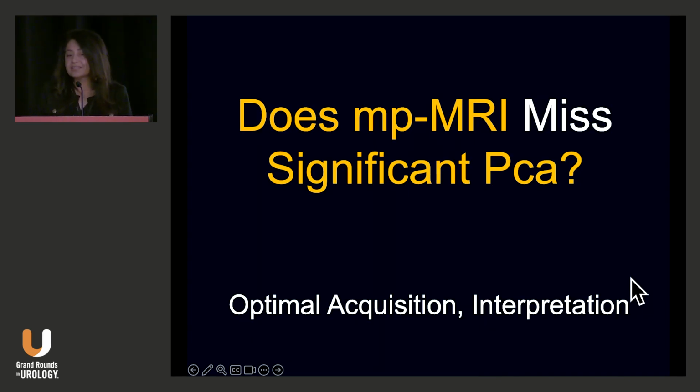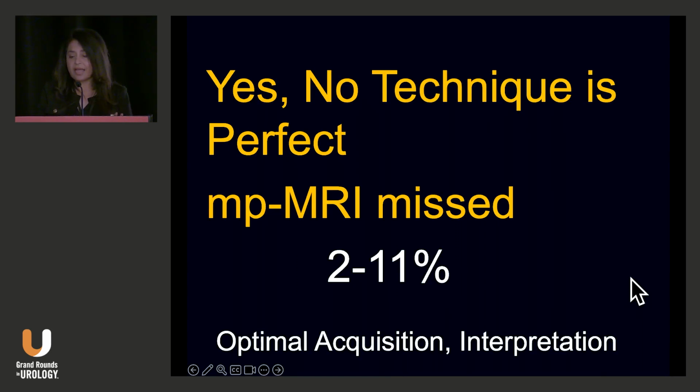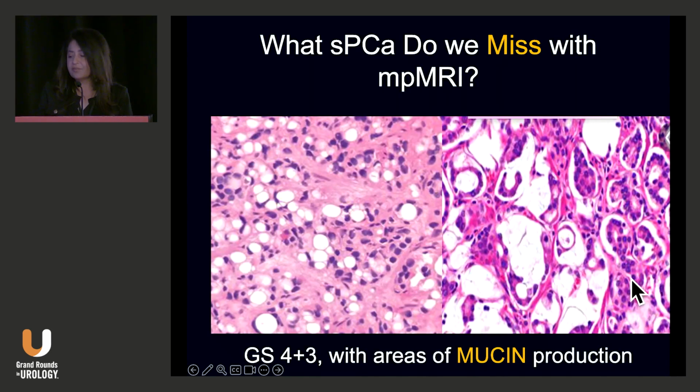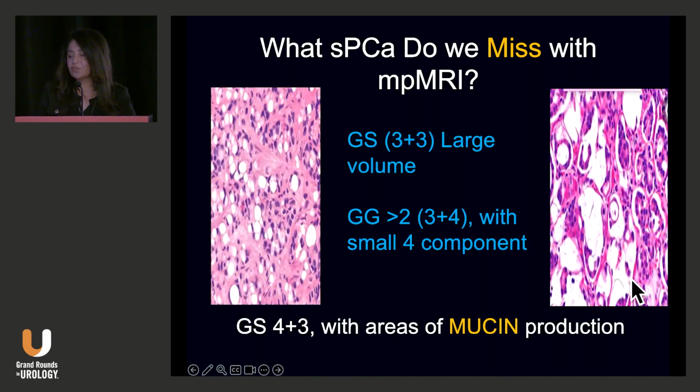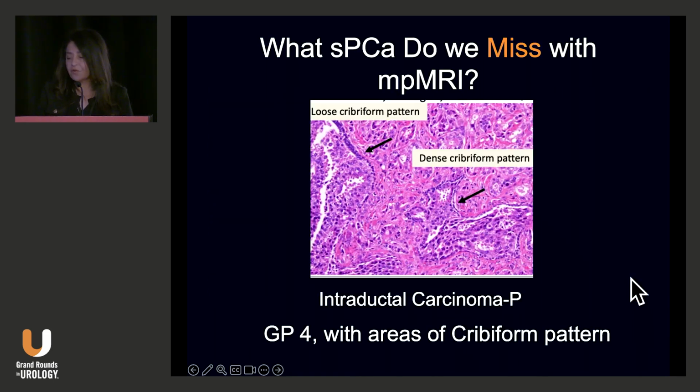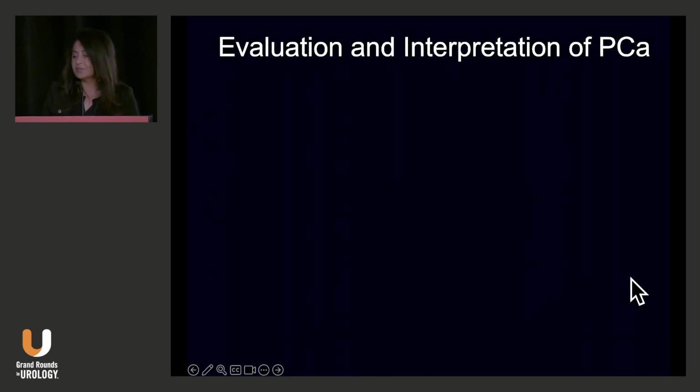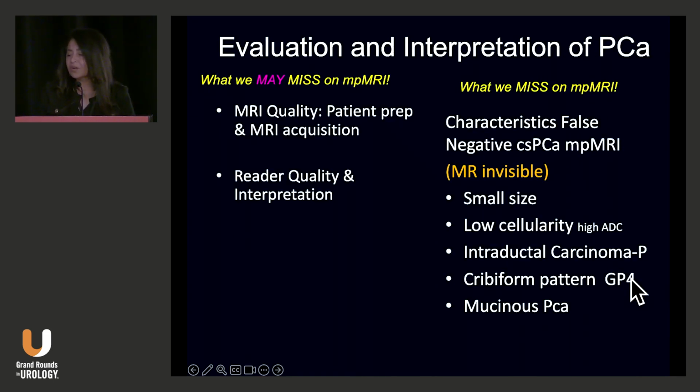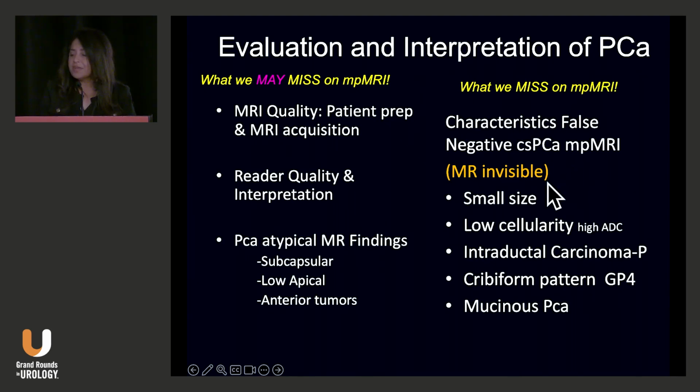But do we miss cancer? Yes. So even with all the acquisition optimal, you can miss up to 11%. And it's this mucinous type of tumor, or if they have cribriform pattern, we can miss those. So I just want to go over this quickly. We may miss the MR invisible lesion, right, for these reasons.